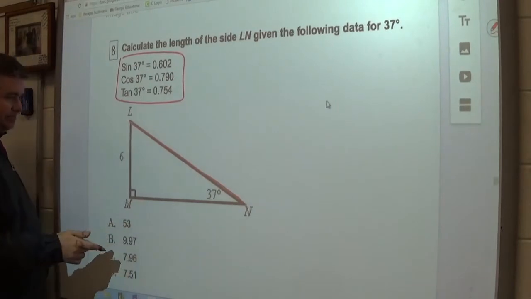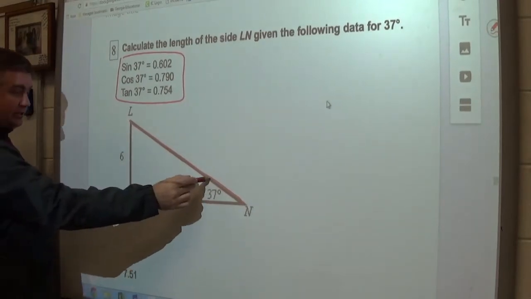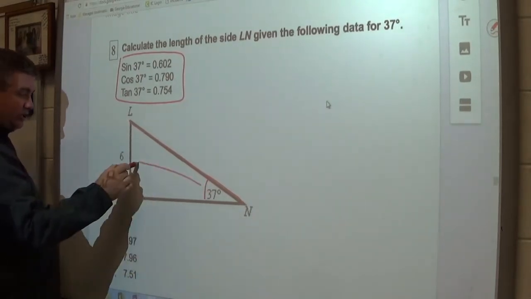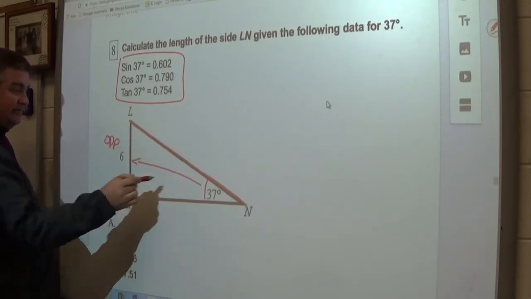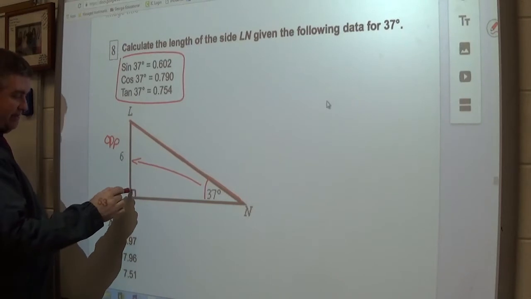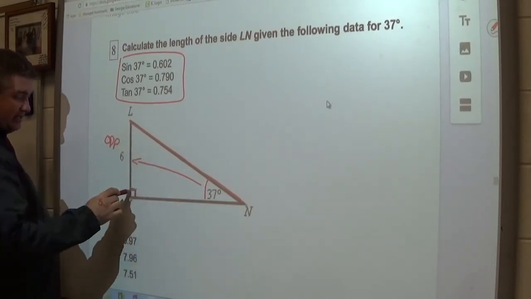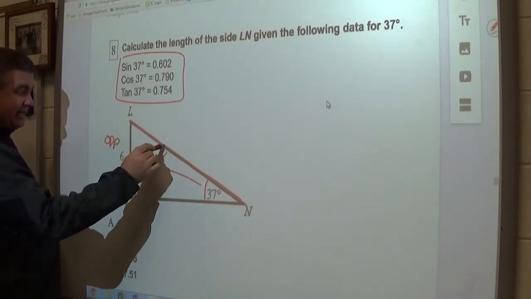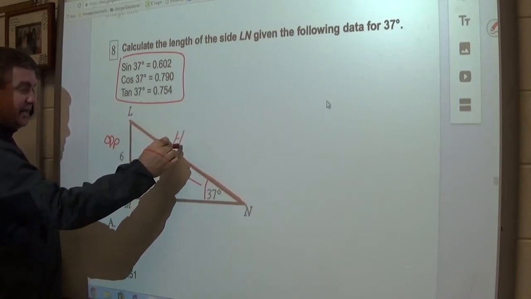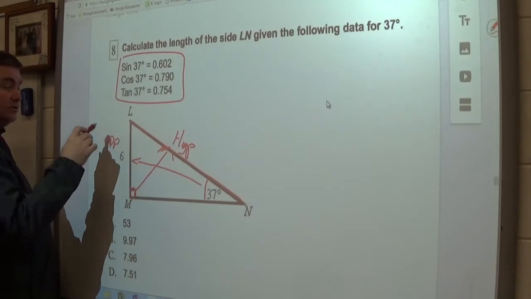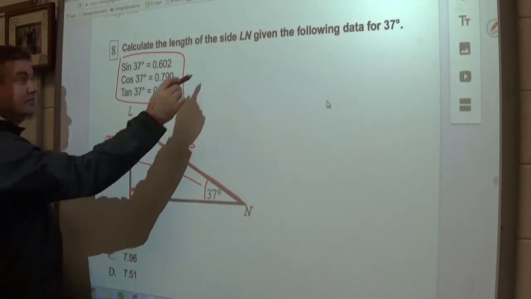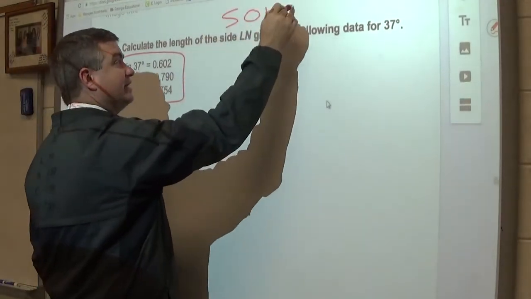Let's look at the problem. So here's 37 degrees, right? We look over here and we see 6 degrees is opposite of the 37 degrees. If we look at LN and we see the right angles right here, we can immediately see that this side here is the hypotenuse, right? Which trig function deals with opposite and hypotenuse? Well, here's your mnemonic device.